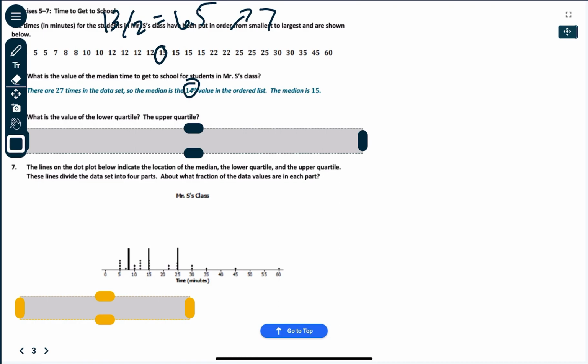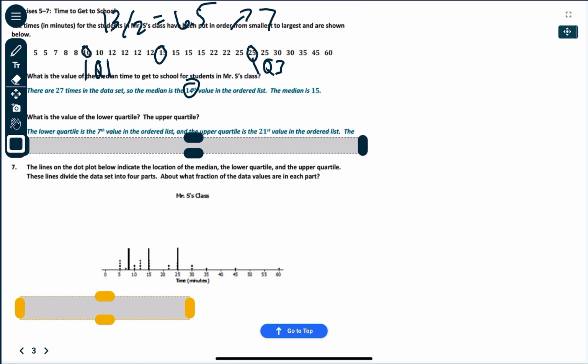That would mean this 15 is the median, which would give us 1, 2, 3, 4, 5, 6. This would be the median of this one, and then 1, 2, 3, 4, 5, 6, 7. So there's our Q1, and then this is Q3, where the 15 is the median. So what is the value of the lower quartile? Well, the 7th value is the one that's in order there.